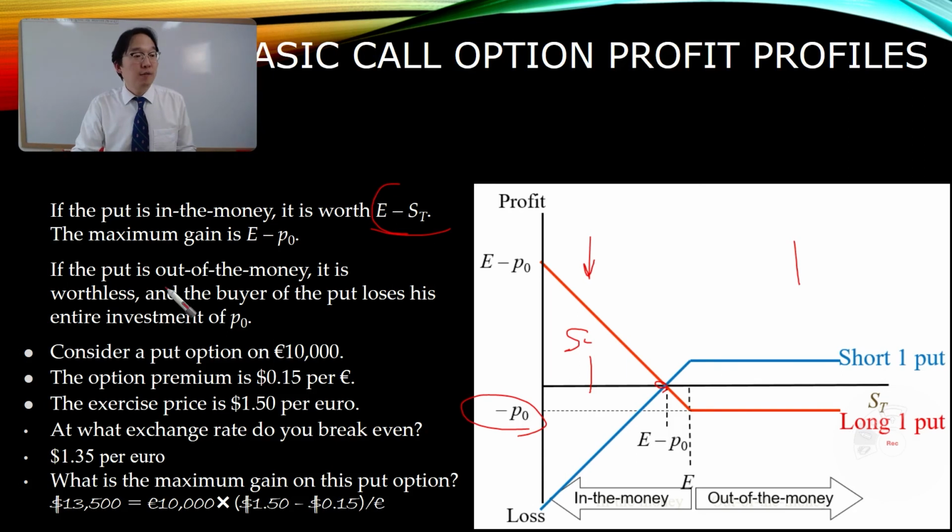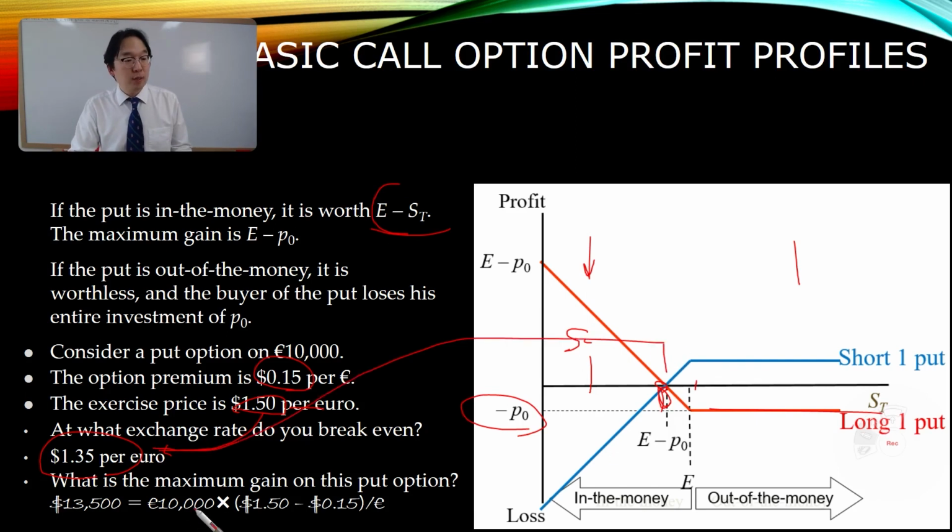Okay, if the put is out of the money, it is worthless, and the buyer of the put loses his entire investment of P0. That's over here. Okay, consider a put option of 10,000 euro. The option premium is 15 cents per euro. Then the exercise price is $1.5 per euro, right? And at what exchange rate do you break even? That's 1.5 minus the transaction cost, which is 15 cents. That's 1.35 per euro. That's where this is about. 1.5 versus 1.35. Okay, that's this part.